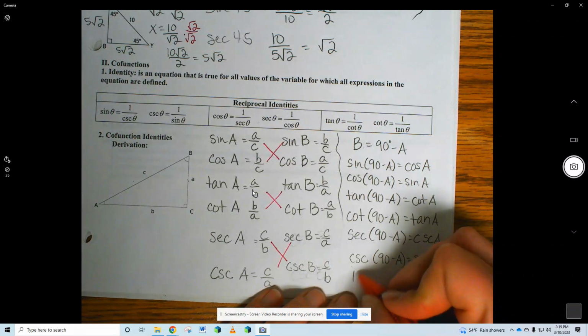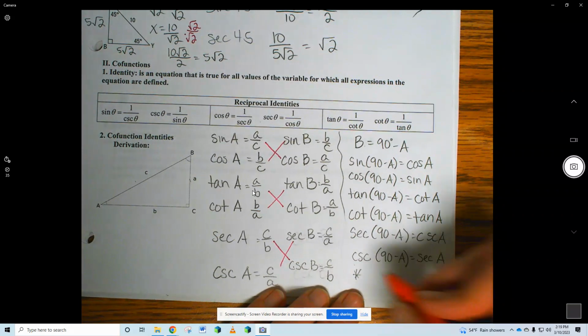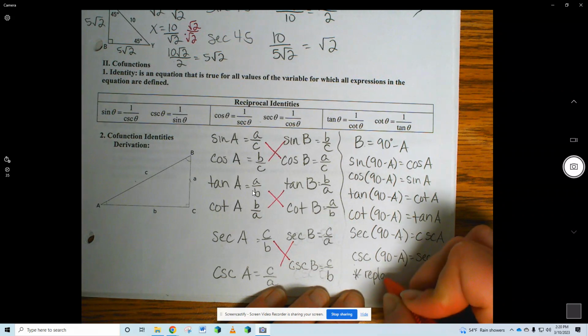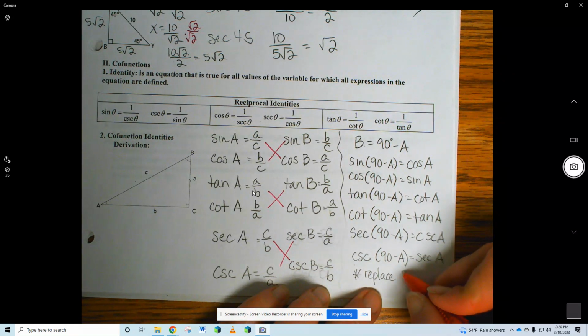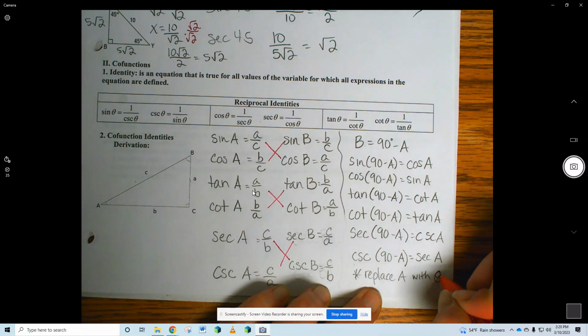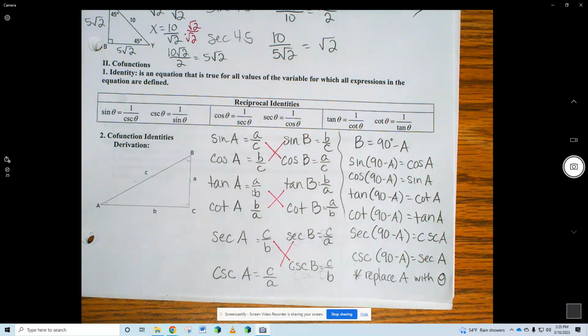Replace A with theta, I could do that for any angle measurement. So I can use theta, because I don't know the size of these angles anyway.